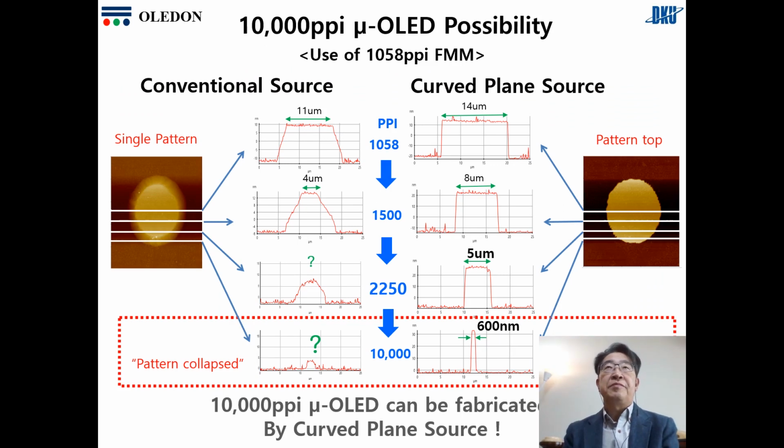In order to see the possibility of 10,000 PPI micro OLED fabrication, the single pattern film was sliced in thickness profiles from the center of the pattern to the edge area of the pattern. The conventional source pattern seems to be all collapsed down as it goes lower. However, the plane source pattern is still alive even in the edge area of the pattern. It is showing 600 nanometer width, corresponding to 10,000 PPI. So the 10,000 PPI micro OLED can be fabricated using the curved plane source evaporation in the future.